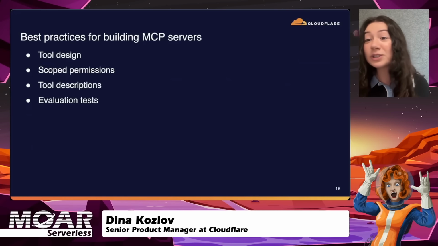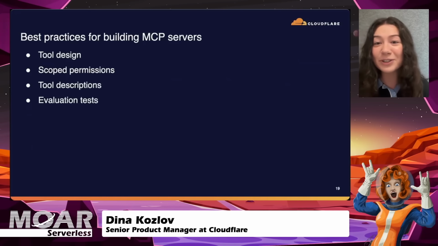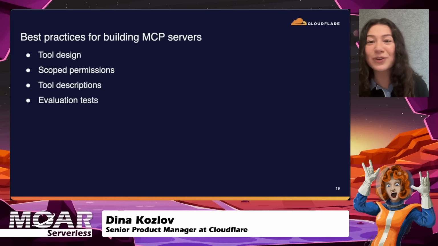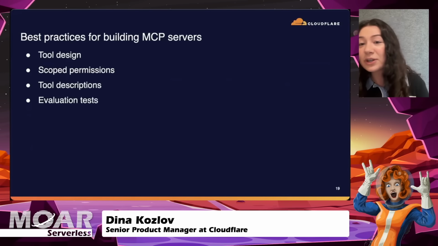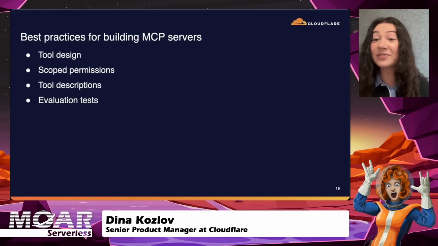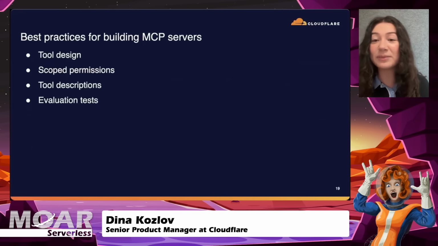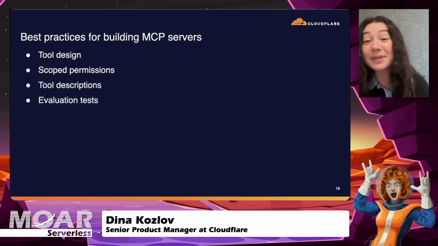Next is tool descriptions. Highly recommend having detailed parameter descriptions. That is going to help your agent understand how to use your tools correctly. And so make sure to include what values are expected, how they affect different behavior, and any important constraints that your agent may need to know about. In general, this helps reduce errors and improves reliability.